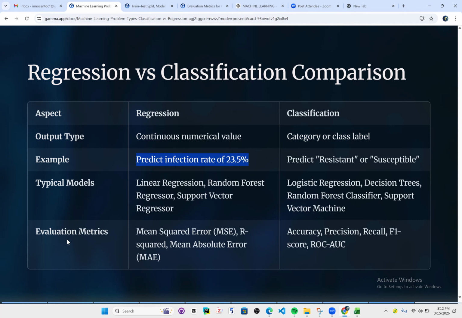And the evaluation metrics for regression are mean squared error, R squared, and mean absolute error. These are what we need to use to evaluate the performance of these models. Whereas for classification-based models, we're looking at accuracy, precision, recall, F1 score, and ROC.